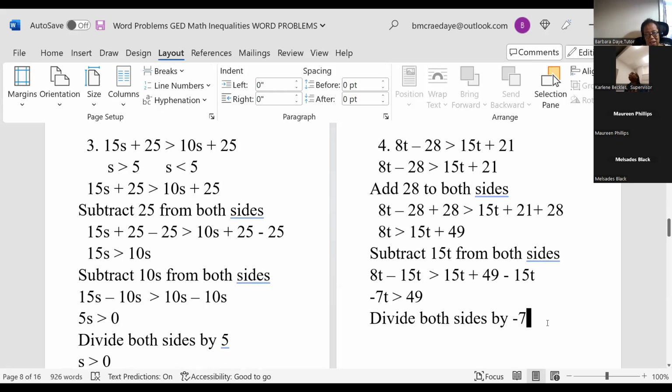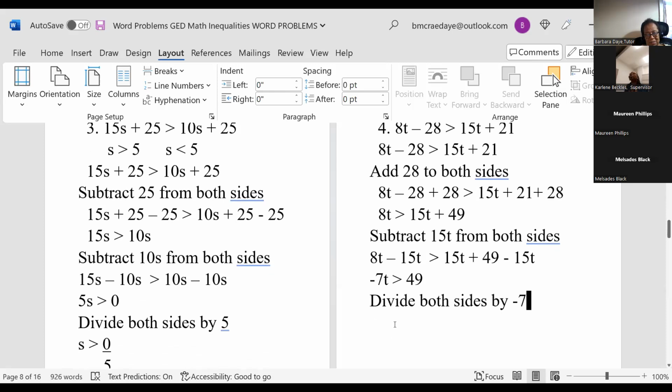Yes. Then what do you have left, Mercedes? I have a big 7 left. I have t is less than. Yeah, because you got to change it, since you divide by a negative. That's less than what? Minus 7. Yes. Make that a little t. So you divide it and you reverse the sign.